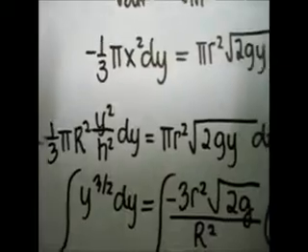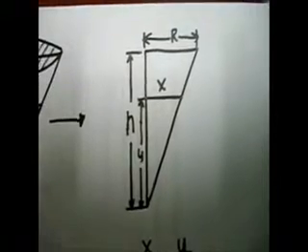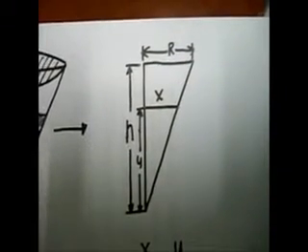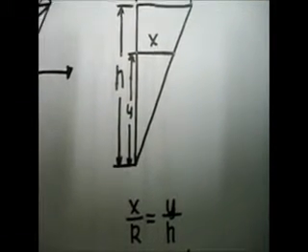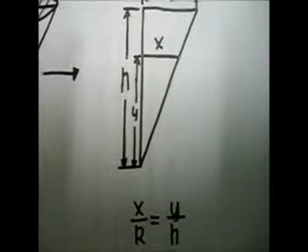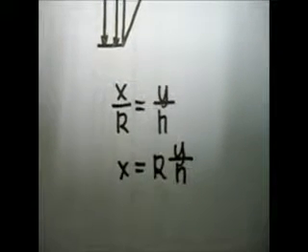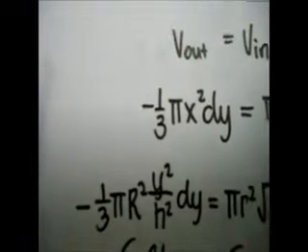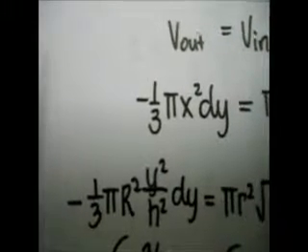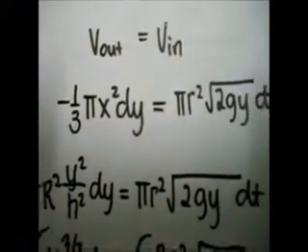Since our x squared is not defined, we are going to use ratio and proportion. So x over r is equal to y over h. We are looking for x, so we multiply both sides by r. We have x is equal to r y over h. So we substitute this value here. That's why we have negative 1/3 pi r squared y squared over h squared dy is equal to pi r squared square root of 2gy dt.